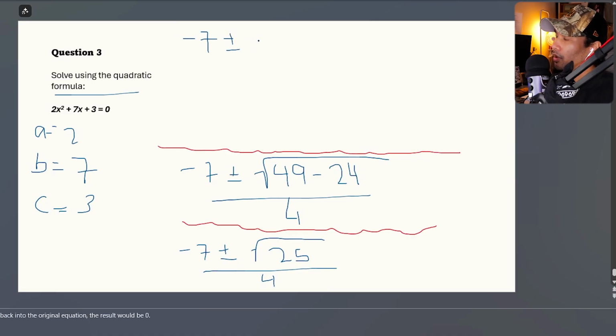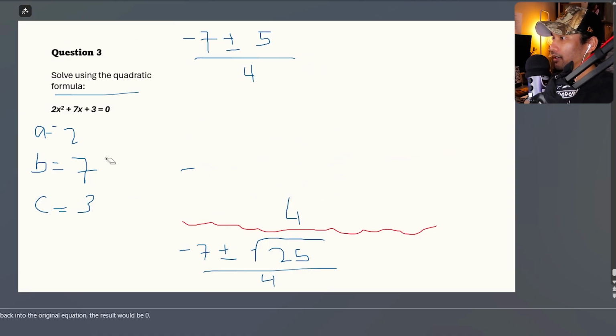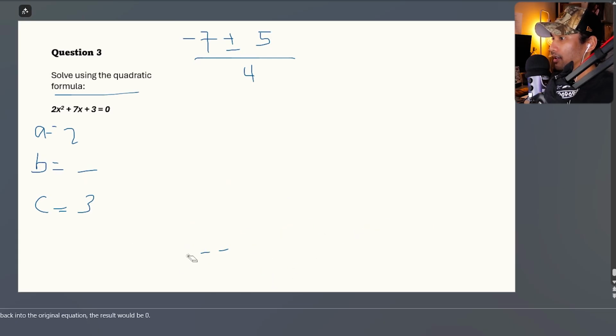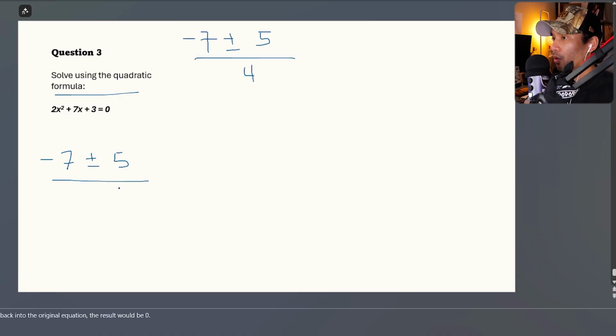What is the square root of 25? That is 5, because 5 times 5 equals 25. And then everything over 4. Now we've got almost everything. Now we just have to split it. So I'm going to write everything down like this so you can see what's going on. Okay, so this is the simplified equation. We're almost done.